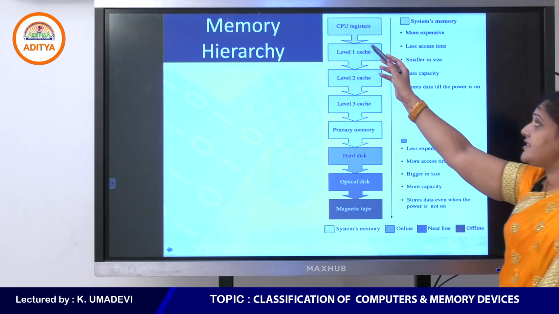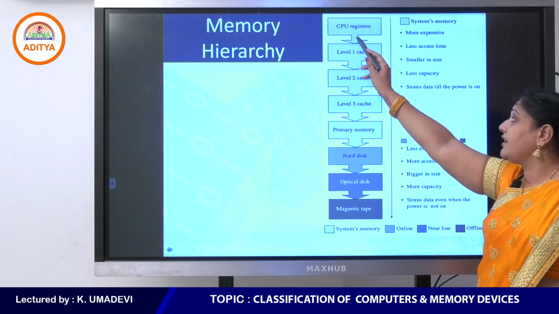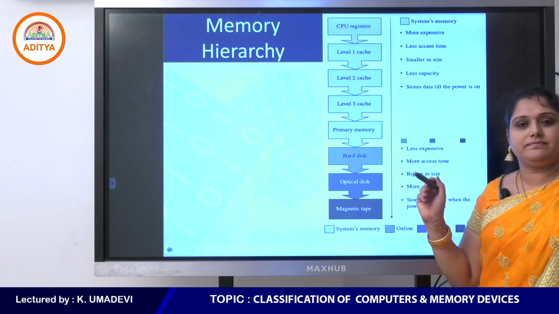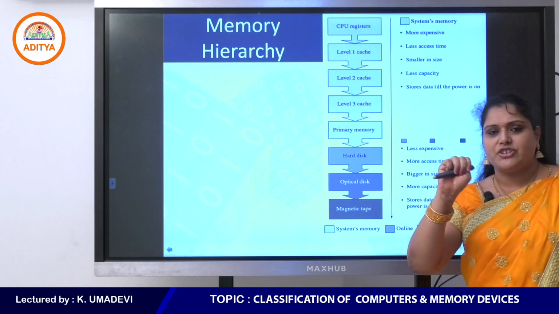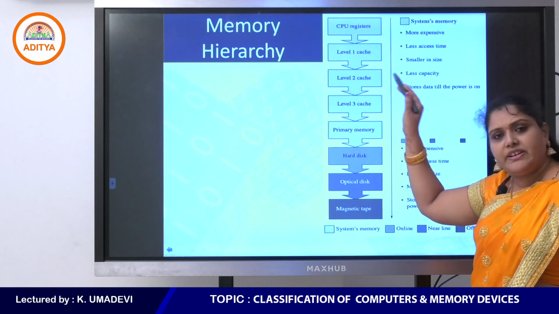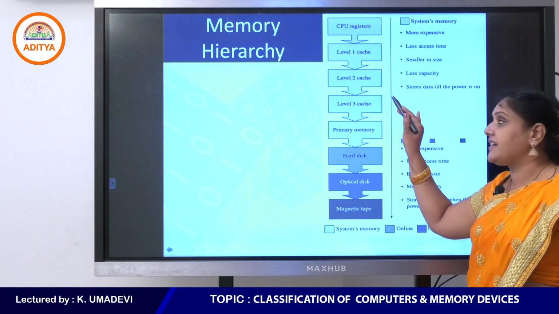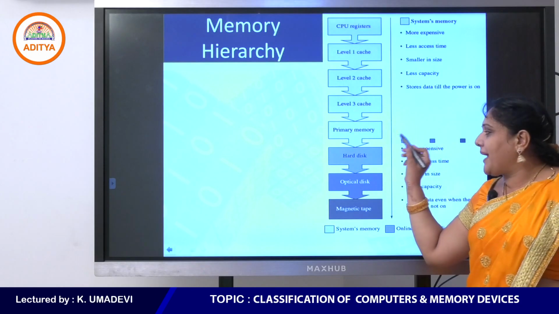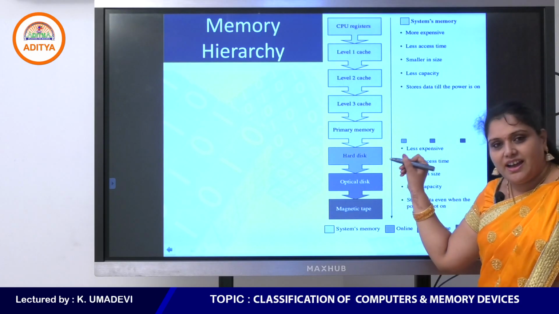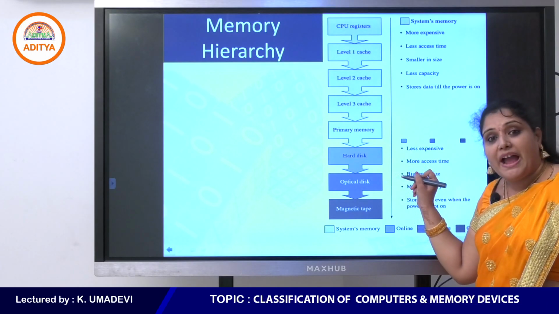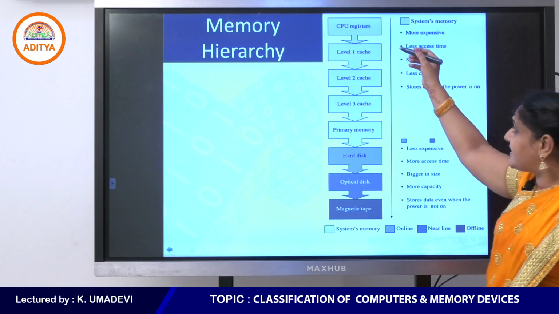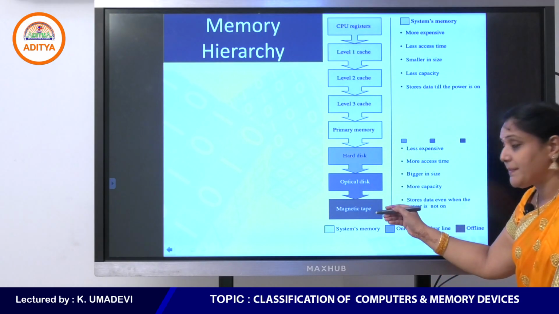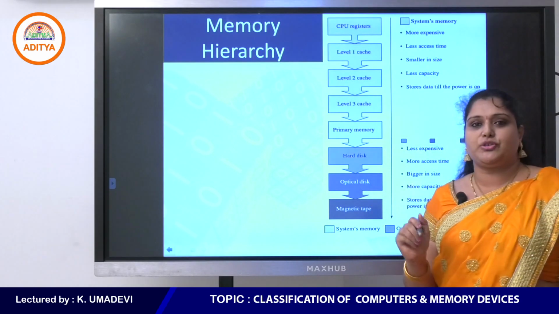The first one is CPU registers. Next one, cache memory. There are three types of cache memories available in a system: L1 cache, L2 cache and L3 cache, that is level 1, level 2 and level 3 cache. Next one is primary memory. Next is hard disk, optical disk, magnetic tapes. This memory hierarchy represents the smallest to largest memories available for computers.